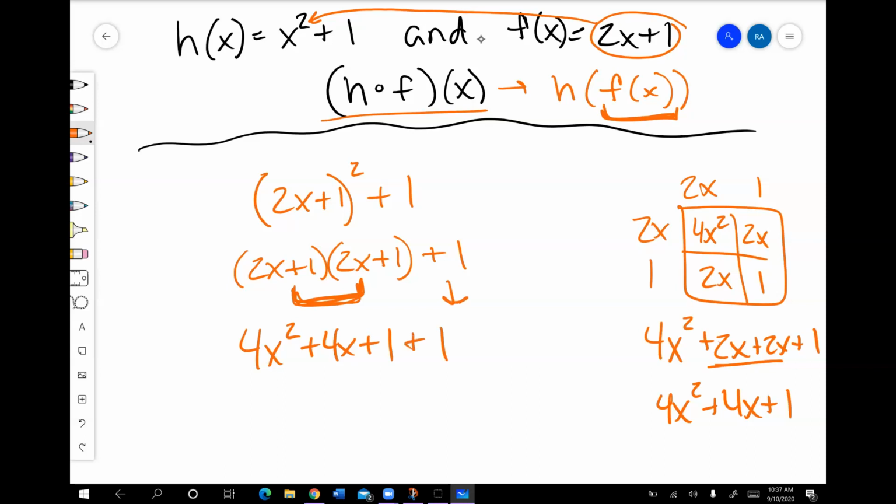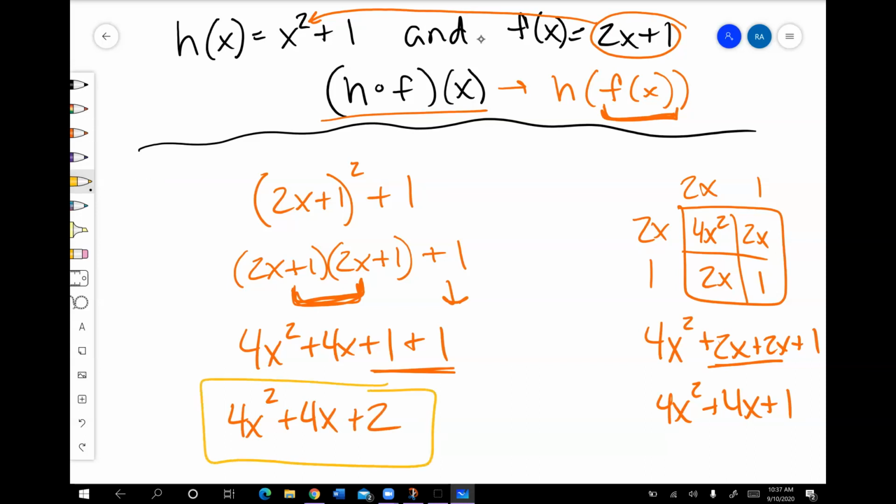Drop down the plus 1. I can't combine 4x squared with anything. I can't combine 4x with anything. But I can combine the 1 and the 1 and get 2. So my final answer is 4x squared plus 4x plus 2.